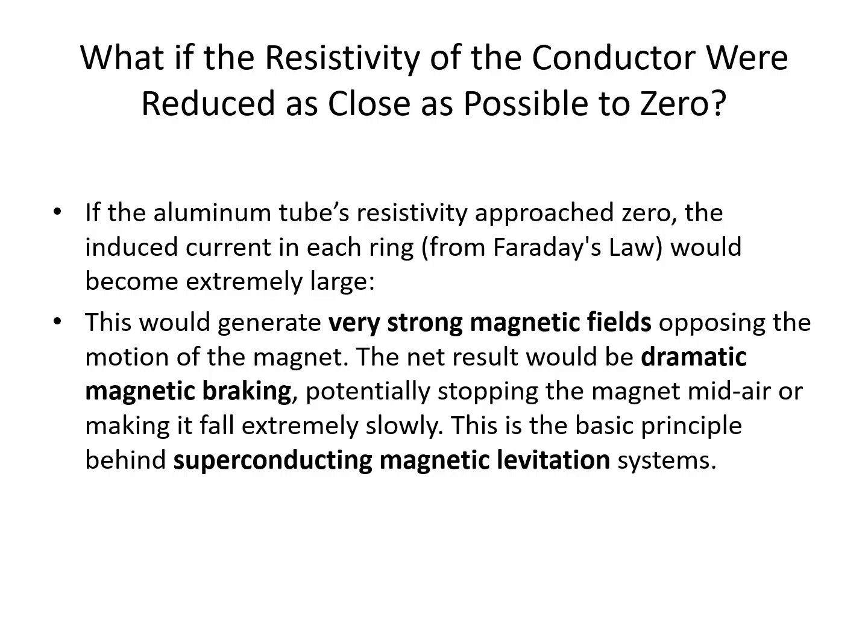For our what-if questions, the first one is: what if the resistivity of the conductor were reduced as close as possible to zero? If the aluminum tube's resistivity approached zero, the induced current in each ring from Faraday's law would become extremely large. This would generate a very strong magnetic field which opposes the motion of the magnet, and the net result would be dramatic magnetic braking, which stops the magnet mid-air or makes it a very slow fall. This is the basic principle behind superconducting magnetic levitation systems, which is something I've inquired about in my free time.